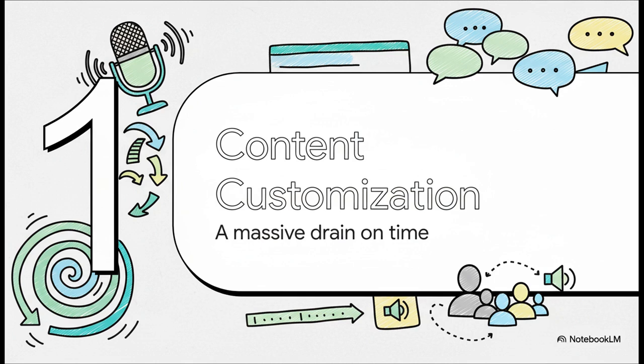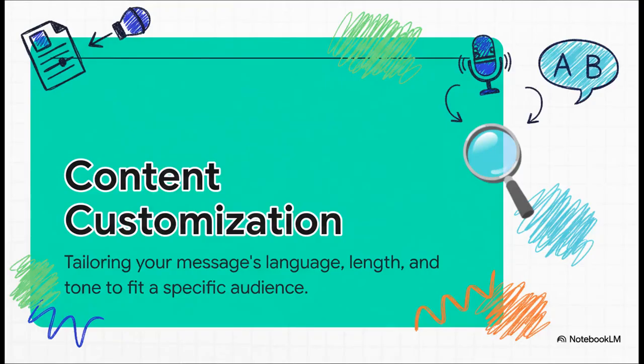Manually rewriting scripts, re-recording audio, and tweaking your work for every single audience, well, it's not just a little inefficient. We're talking hours, sometimes even days, of really tedious work. It's a huge bottleneck that stops great ideas from getting out there. Because here's the thing. Truly effective communication is all about tailoring your message. It's about tweaking the language, the length, and the tone to really connect with whoever you're talking to. Manually, that's a nightmare. But what if you could just automate the whole thing?